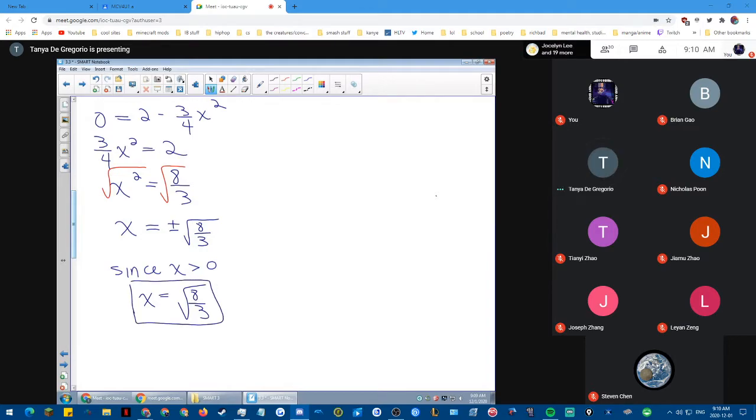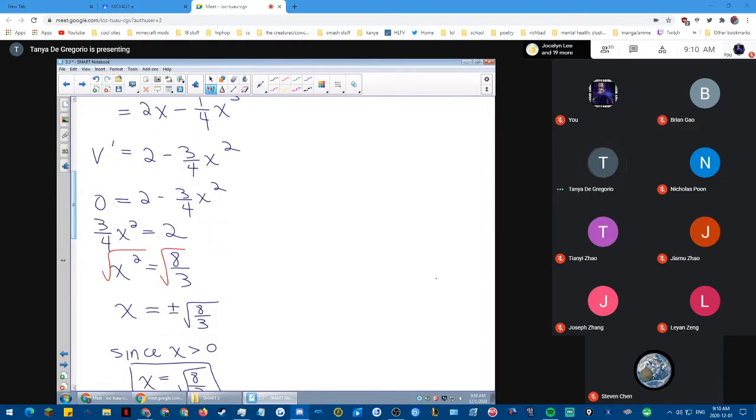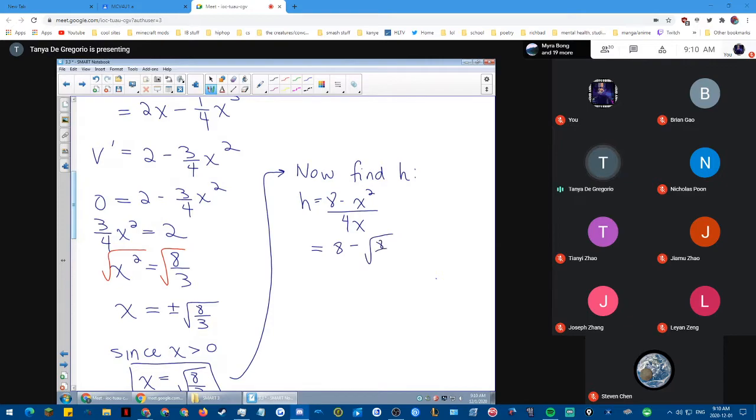Now, I need to find it. I found one dimension, I need to find the other. And so we already know what h is. H is equal to 8 minus x squared divided by 4x. And so we set it. And you can round this to 2 decimal places too. What do we get for H?